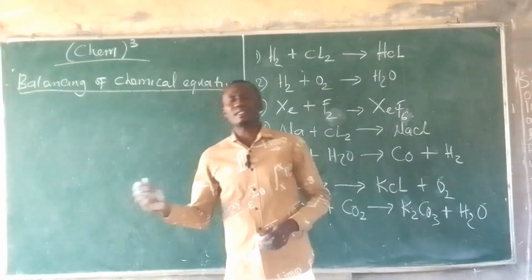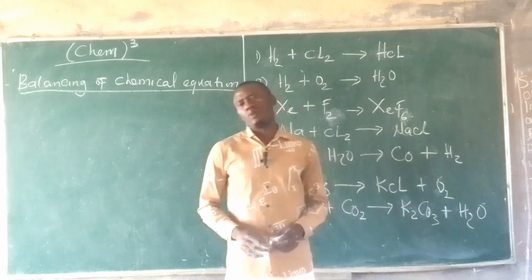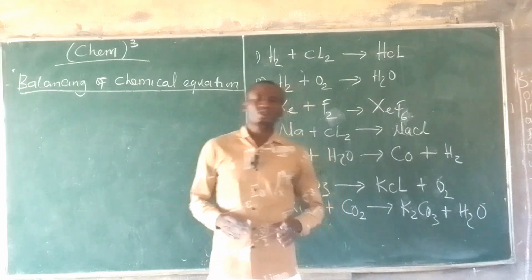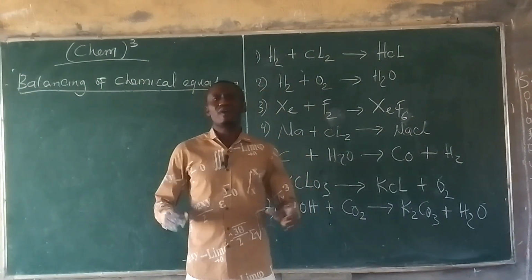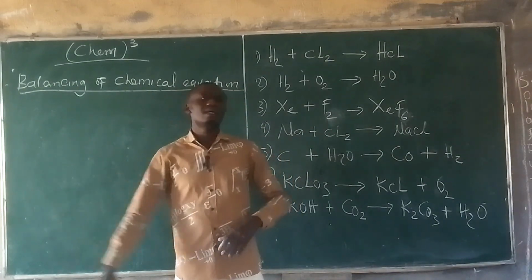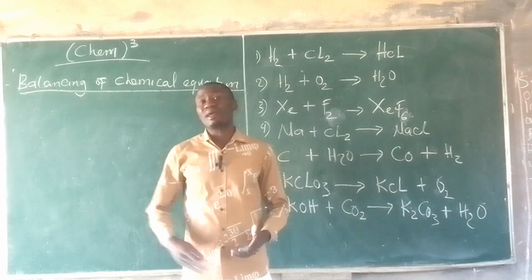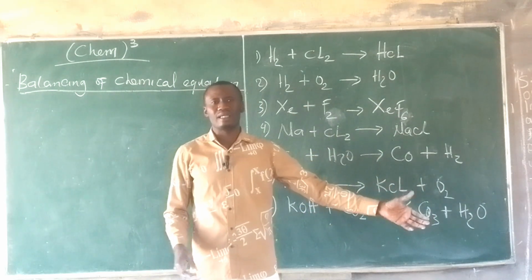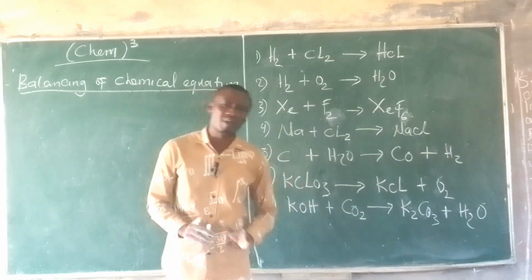Hi there. In this lesson, we are going to be looking at the simple steps in which you can balance chemical equations. The first thing to know is that balancing a chemical equation requires that the elements on the product side are equal to the elements on the reactant side. The number of atoms on the product side and the reactant side must be equal.